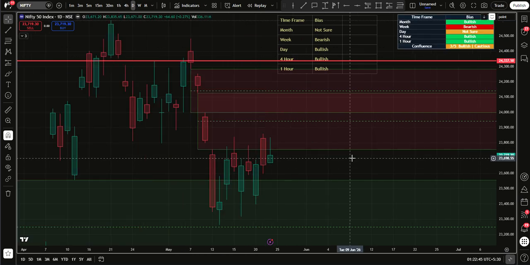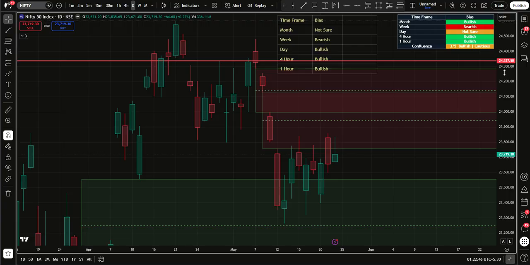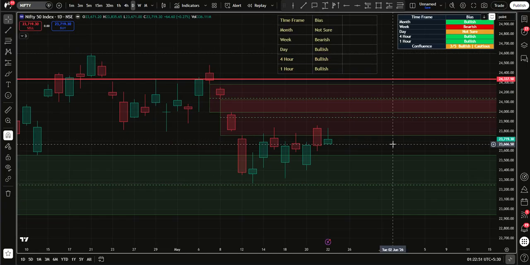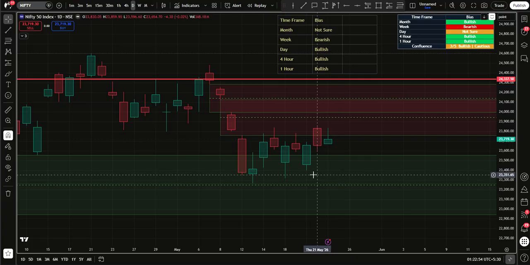Hi friends, welcome to this pre-market analysis of Nifty, where on a chart we try to make informed guesses of where buyers and sellers are. So this is Nifty on a daily time frame.